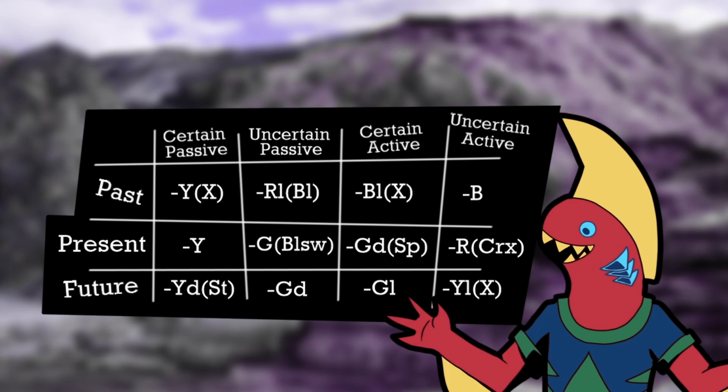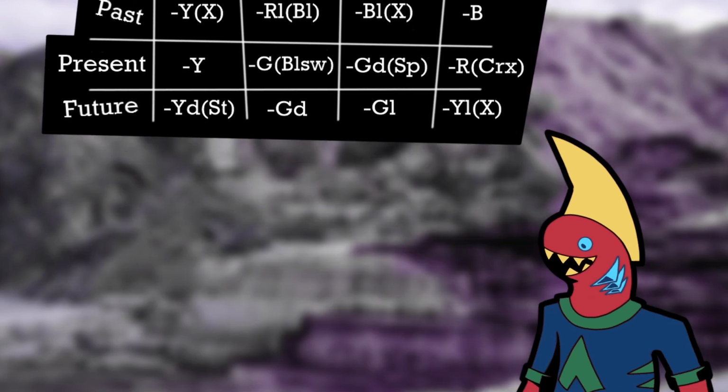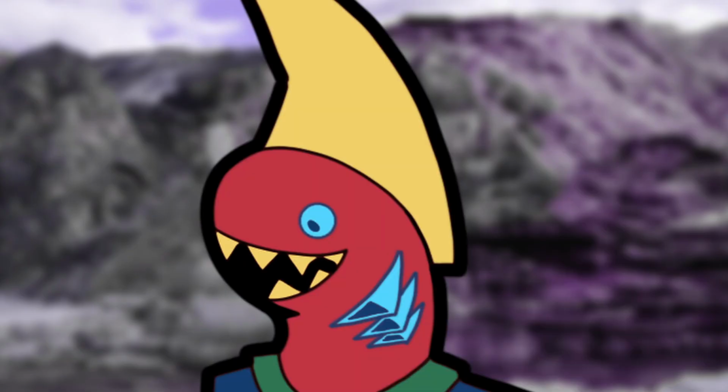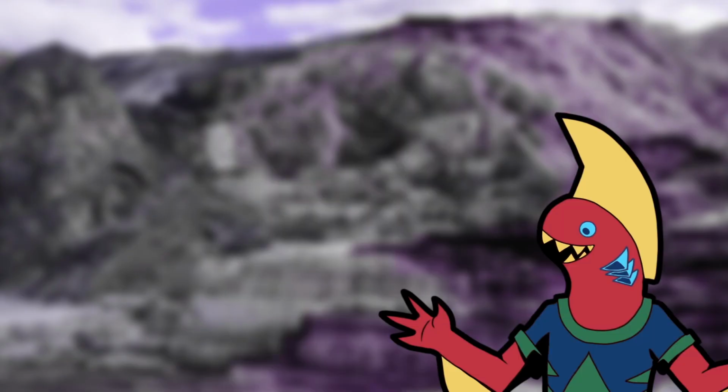So, certain and uncertain is pretty self-explanatory. You've got things you know and things you don't know. But then you get to passive and active. In this context, active would be something like I punched a guy, while passive would be something like I was punched by a guy. Does this make any sense to you? No? Well, me neither, but we're going with it anyways.